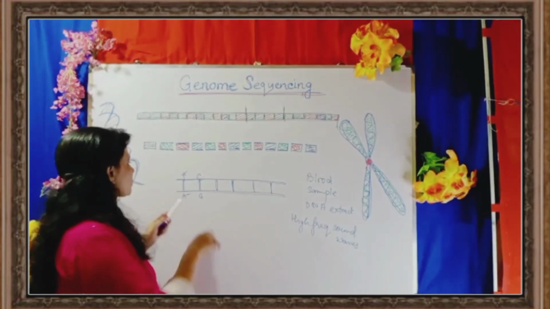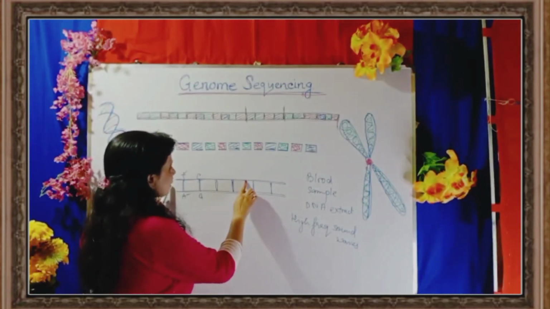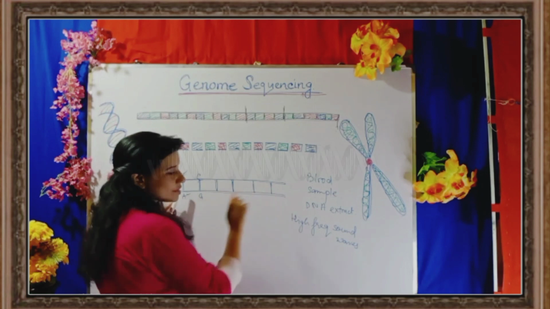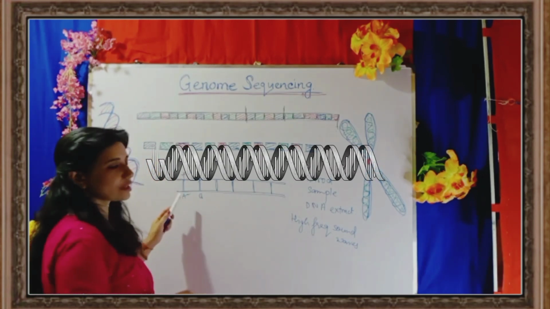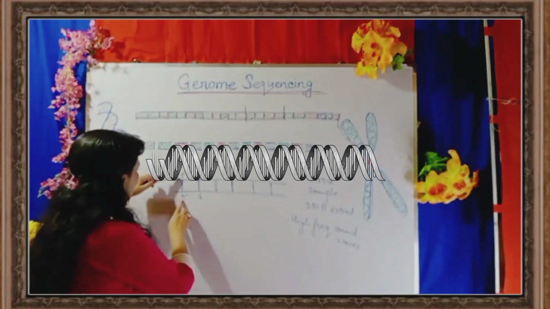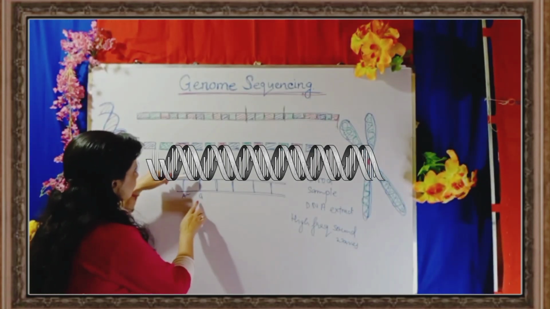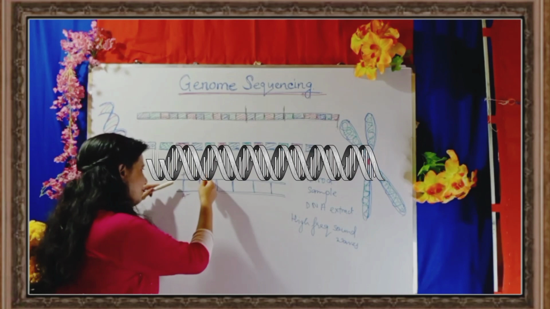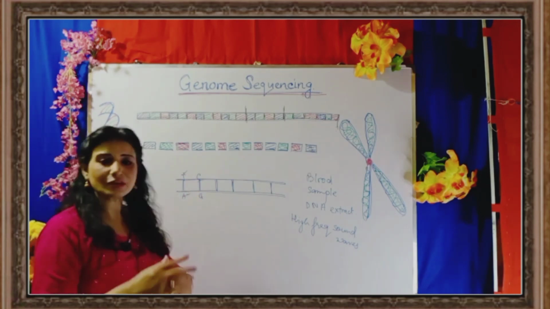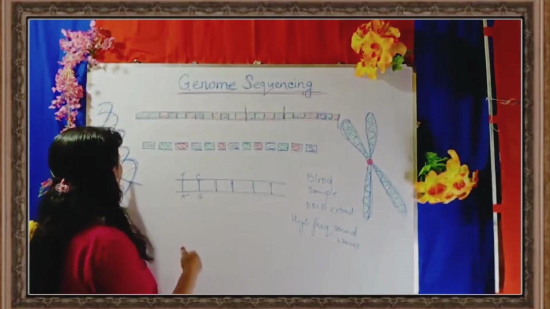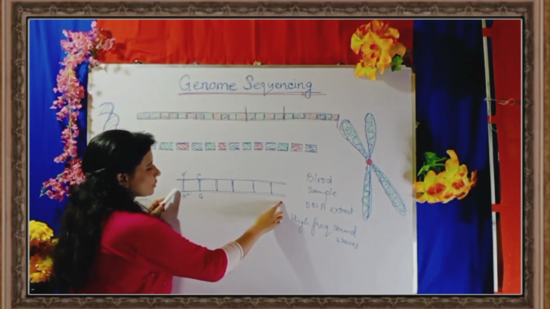When we open this up, we are able to see this ladder-like structure. This is the sugar phosphate backbone, and these are the nucleic acid bases, represented by the four letters A, T, G, C. As you can see, A combines with T, G combines with C. Similarly, C combines with G and T combines with A. This is how the whole setting is there. On opening this, we find this structure.